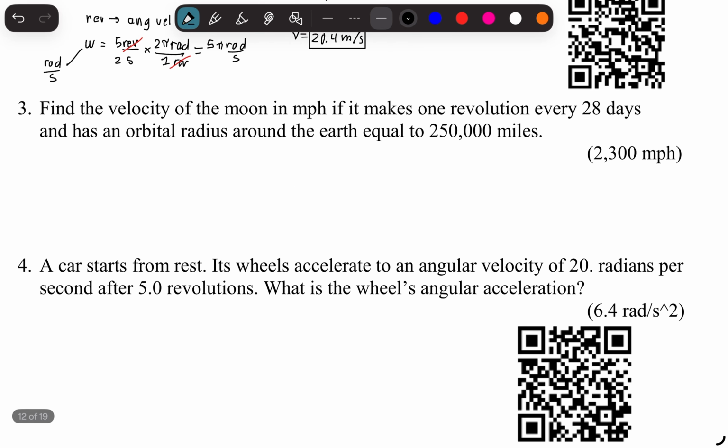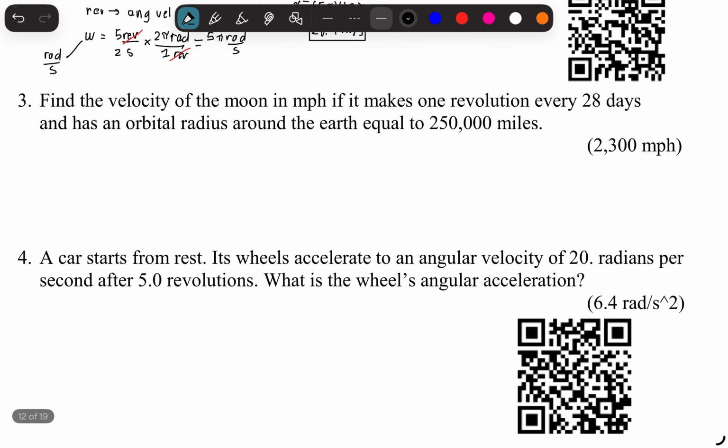Find the velocity of the moon in miles per hour if it makes one revolution every 28 days and has an orbital radius around the Earth equal to 250,000 miles. So we have the radius here. And we also have the period, T, which is the time period that it happens, 28 days.